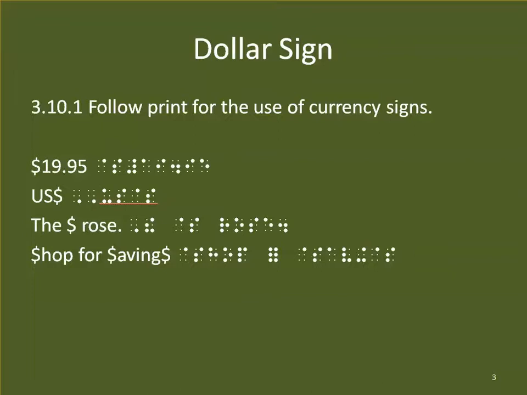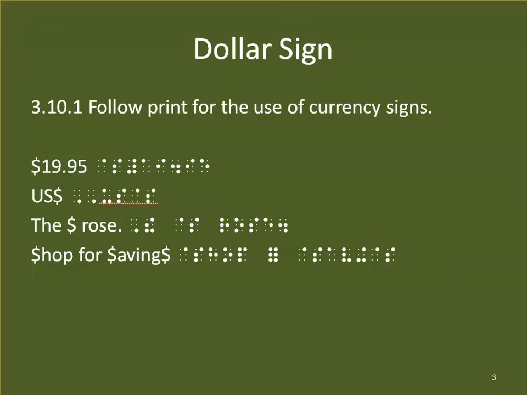Again, a warning for the Nemeth people out there. When you're in Nemeth, follow Nemeth rules for the dollar sign. Even though the symbols look the same, they have different rules. So use Nemeth rules when you're in Nemeth, UEB rules when you're in UEB. The US dollar, again, we can .4s. It's not confused with a regular S because it has a .4 in front of it.